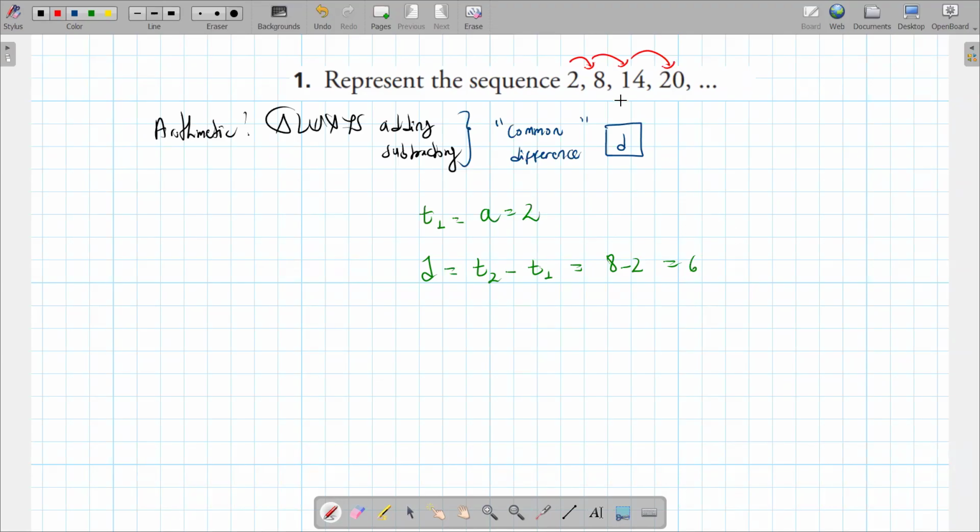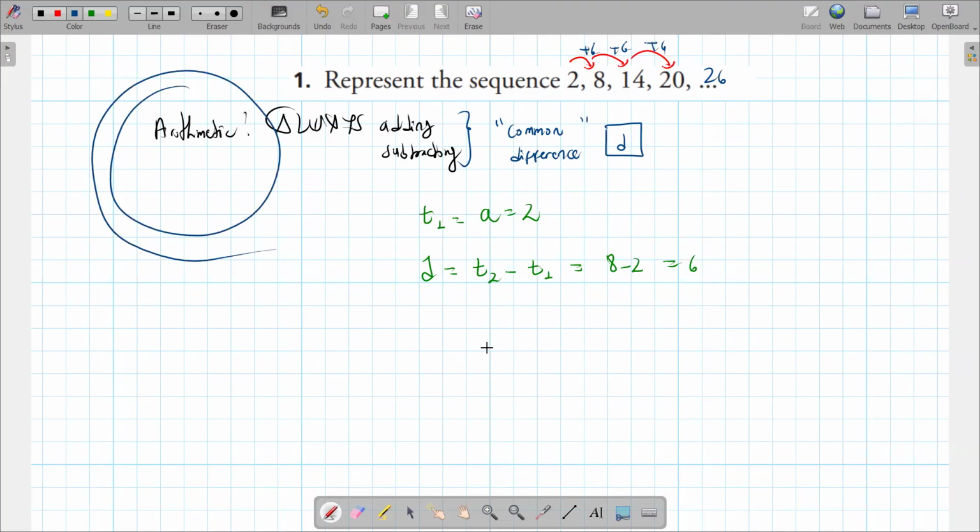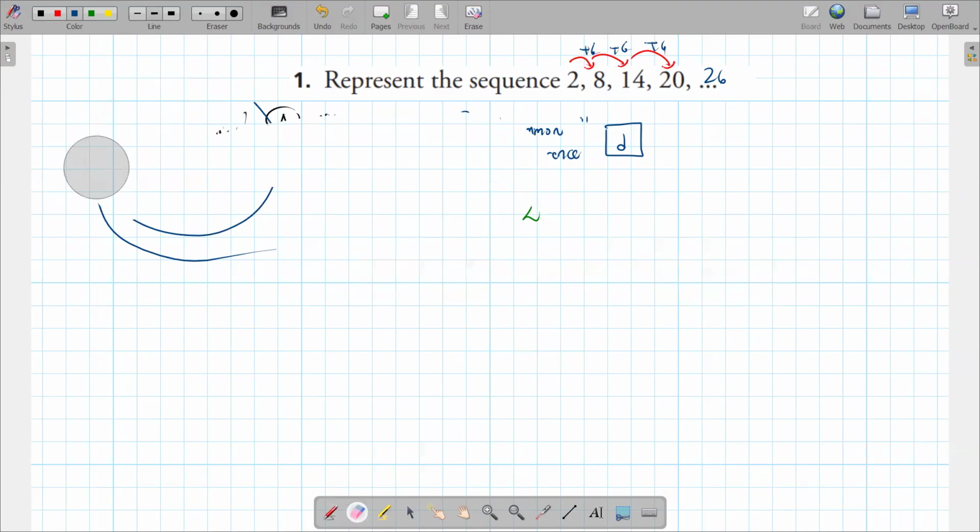No. Where is it missing? Oh, it is 6. Yeah, it's 6 throughout. They're just adding plus 6, plus 6, plus 6. So the common difference is 6 and it's consistent. What will be the next term? 26, right? So this is an arithmetic sequence. You're always adding the same number over and over again.